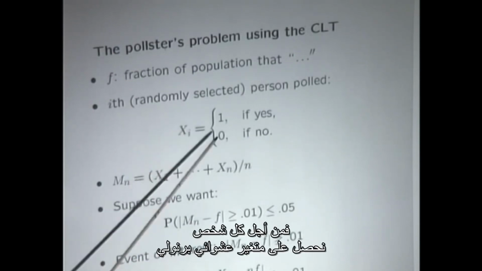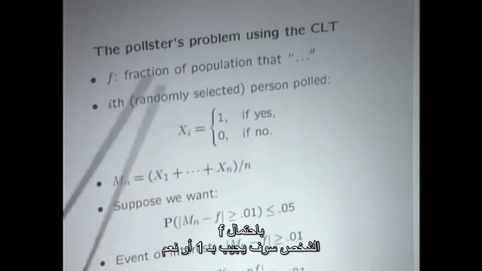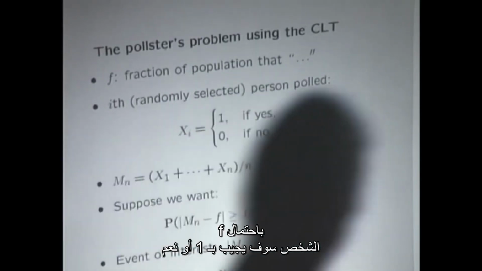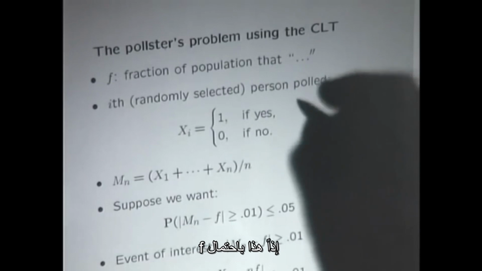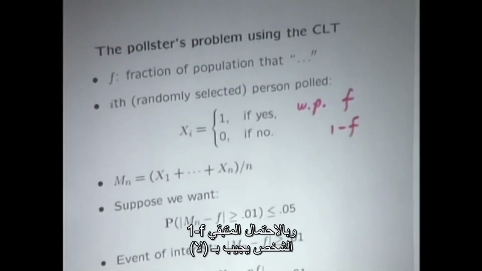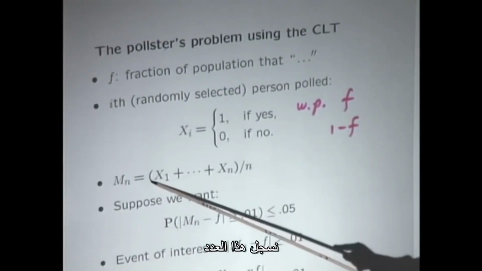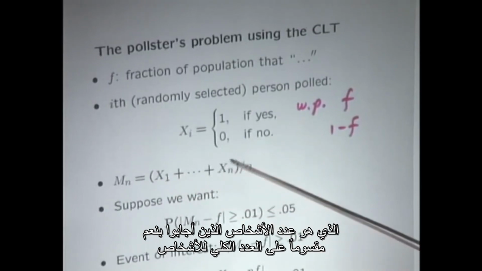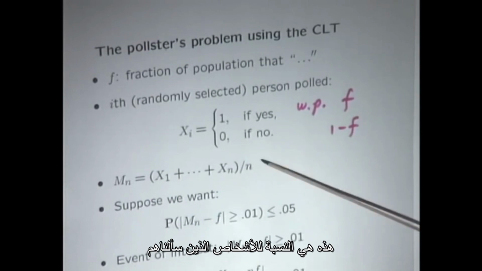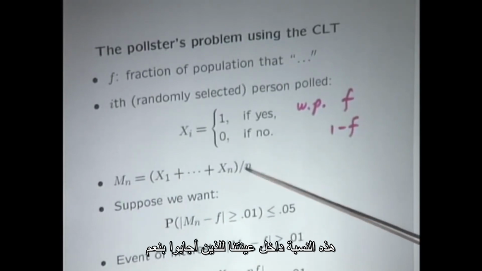So for each person, we get a Bernoulli random variable with probability f. A person is going to respond 1 or yes. So this is with probability f. And with the remaining probability 1 minus f, a person responds no. We record this number, which is how many people answered yes divided by the total number of people. That's the fraction of the population that we asked. This is the fraction inside our sample that answered yes.